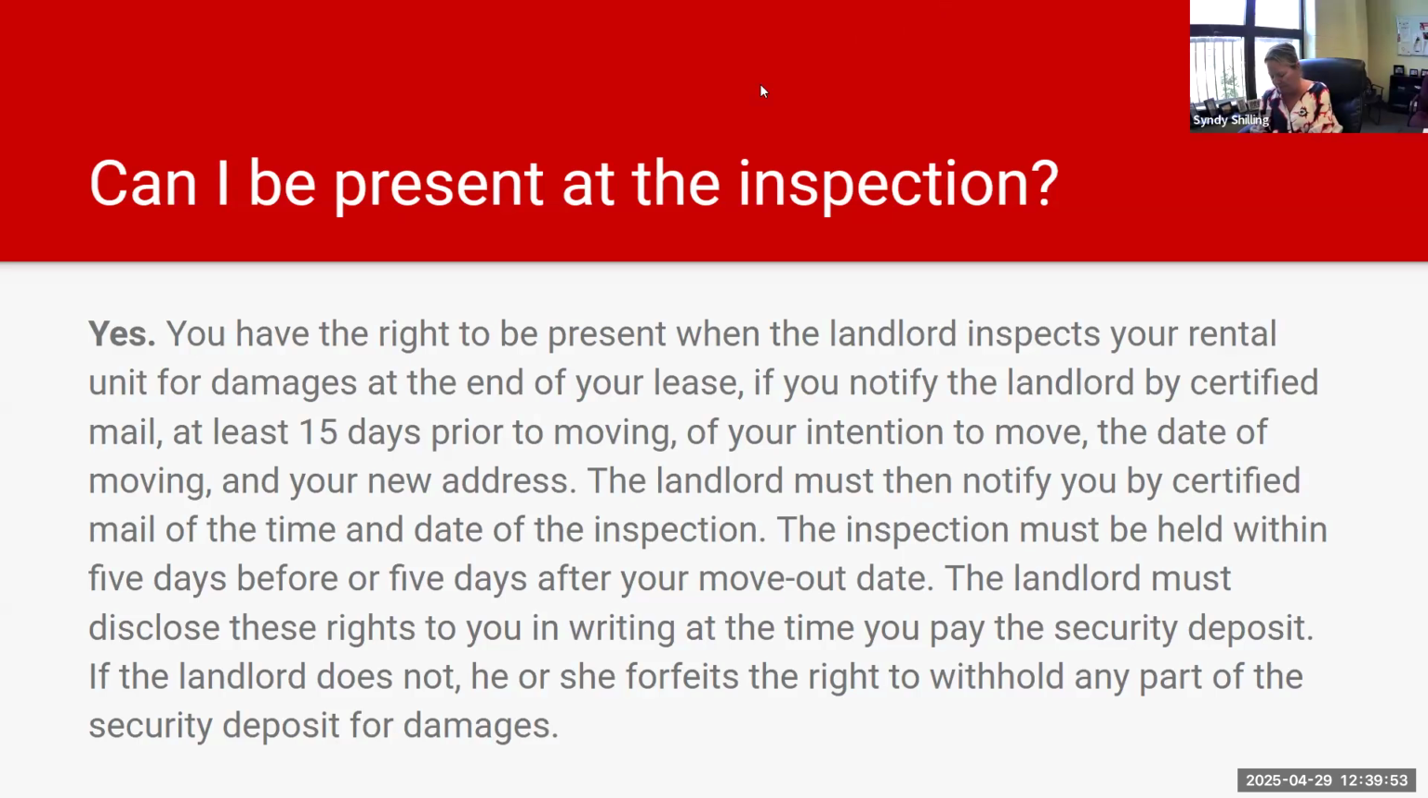And again, this is not in the presentation, but I always suggest that not only do you request to be present at the move out inspection, but that you request a move in inspection with the landlord present. They're not required to do that, but if they're willing to do that, it's a good way to compare before and after. You go through the property, you can take photos.